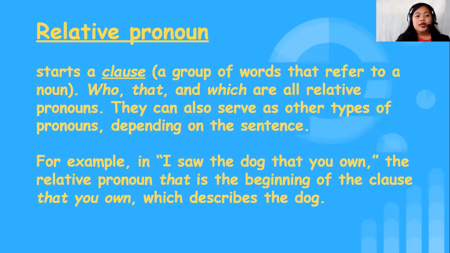Relative pronouns start a clause, a group of words that refer to a noun. Who, that, and which are relative pronouns. They can also serve as other types of pronouns depending on the sentence. For example, I saw the dog that you own. The relative pronoun that is the beginning of the clause that you own, which describes the dog. The dog that you own.